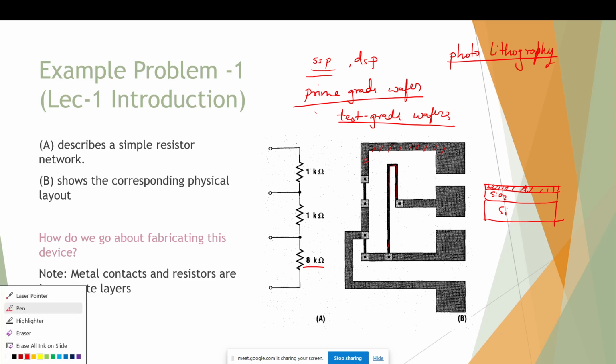Can I take another color maybe? This is not seen.